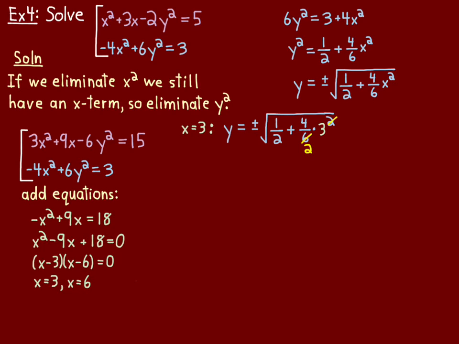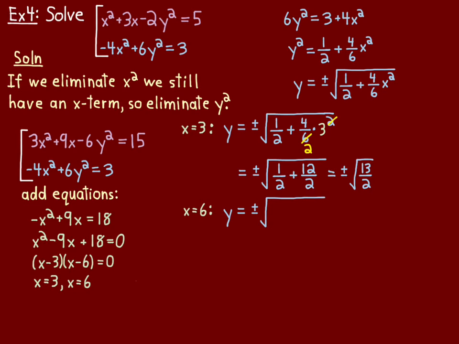And one of the 3's in the 3 squared cancels with the 3 and the 6, and I see that I get a 2 in the denominator. So I get plus or minus square root of 1/2 plus 12/2, which is equal to plus or minus square root of 13/2. Now if I plug in x equals 6, I get y equals plus or minus square root of 1/2 plus 4/6 times 6 squared.